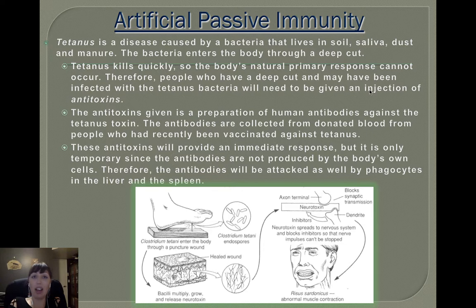These are given as a preparation of human antibodies. The antibodies are collected from donated blood from people who had recently been vaccinated against tetanus. These antitoxins will provide an immediate response, but it is only temporary, because the antibodies are not produced by your body's own cells. The antibodies will be attacked by phagocytes in the liver and in the spleen once the body has had enough time to launch its immune offense.